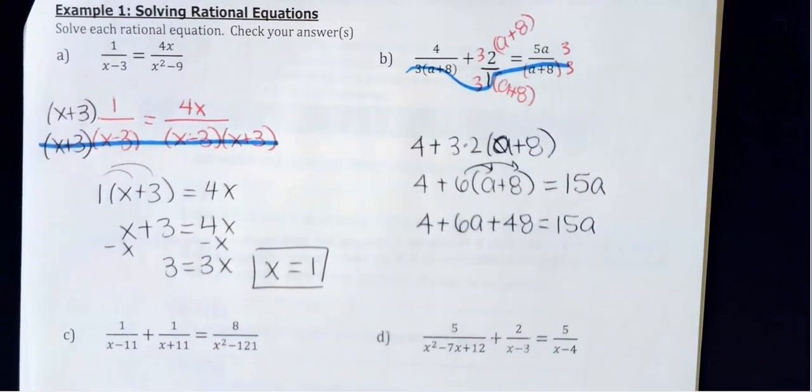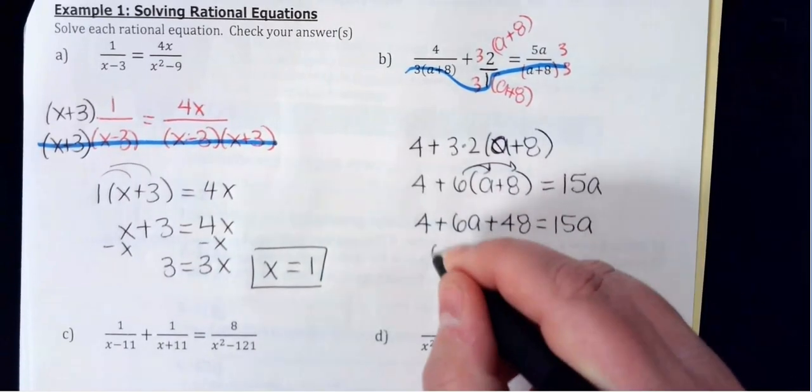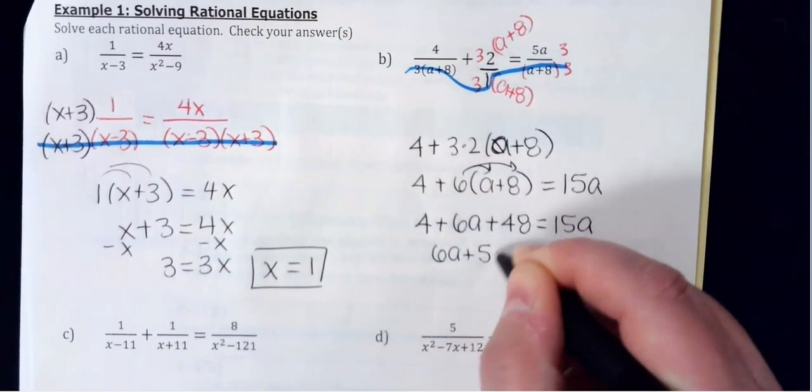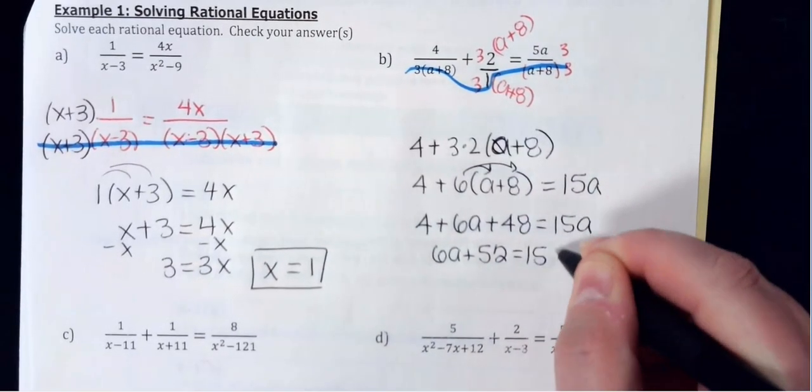And so if I did my little distributive property there, I'd get 6 times a would be 6a, and 6 times 8 would be 48. So here I could put the 4 and the 48 together. So I'd have 6a plus 52 there. And I just have that 15a on the other side.